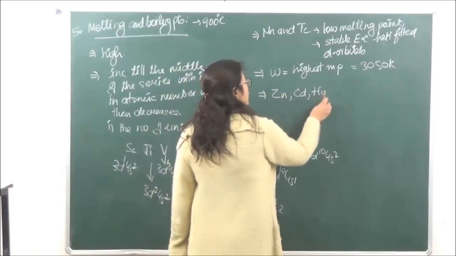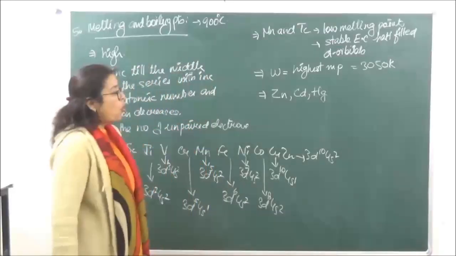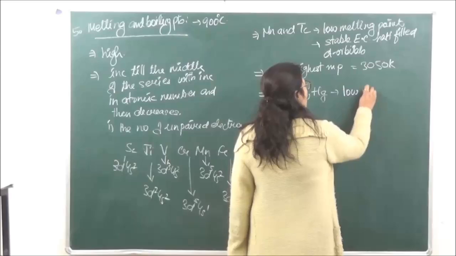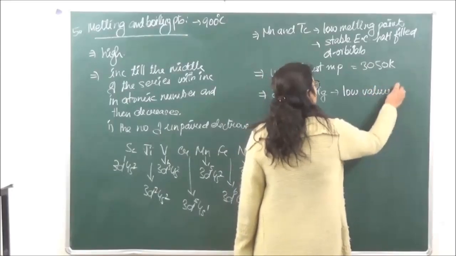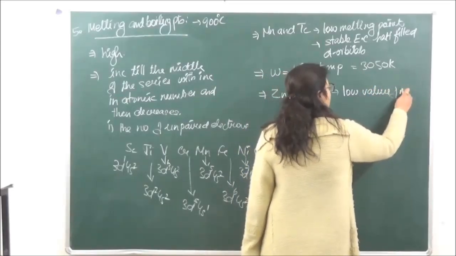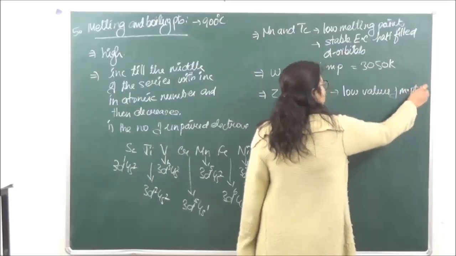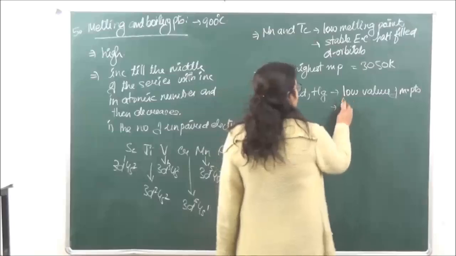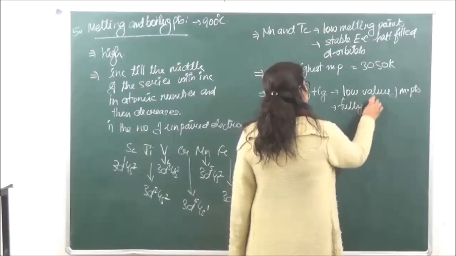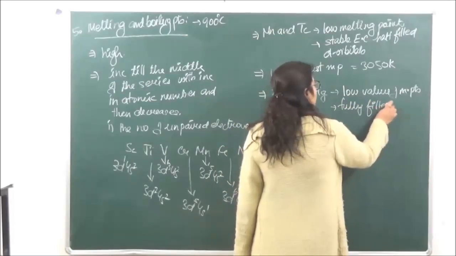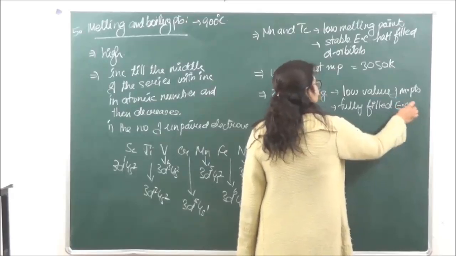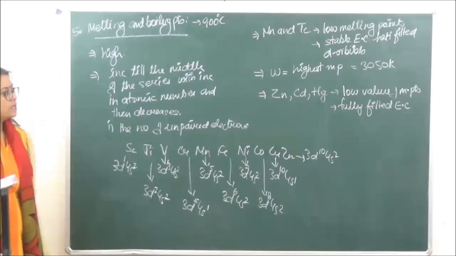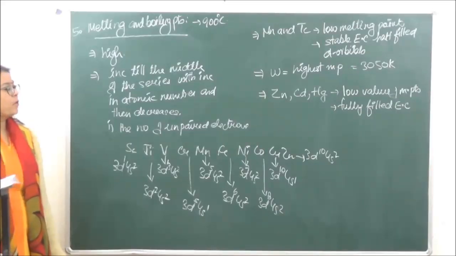But when we are talking of certain elements, for example zinc, cadmium, and mercury, all these three have low values of melting points. The reason behind this is the fully filled electronic configuration in the d subshell. Is it clear? So these are what the melting points are.